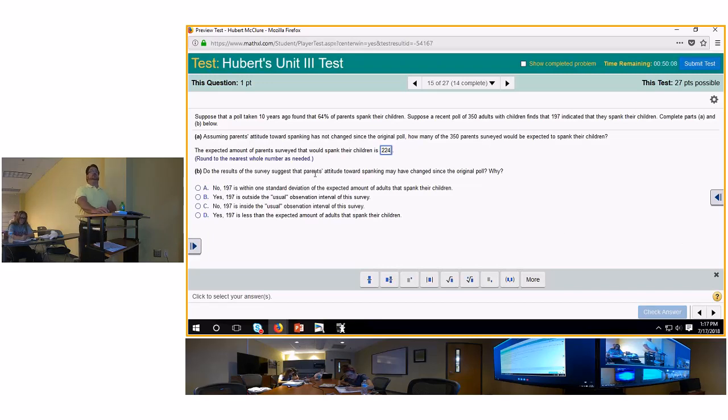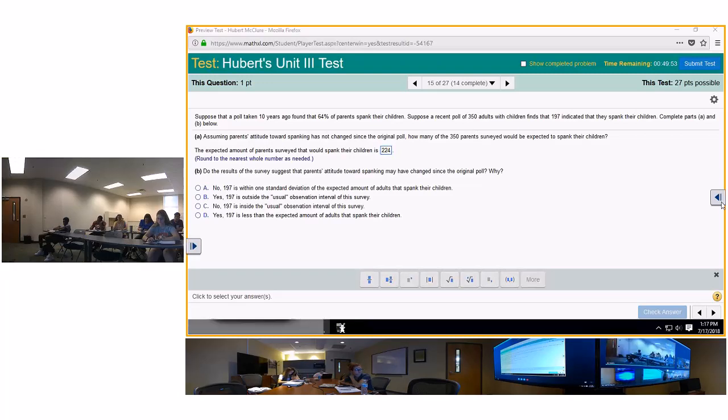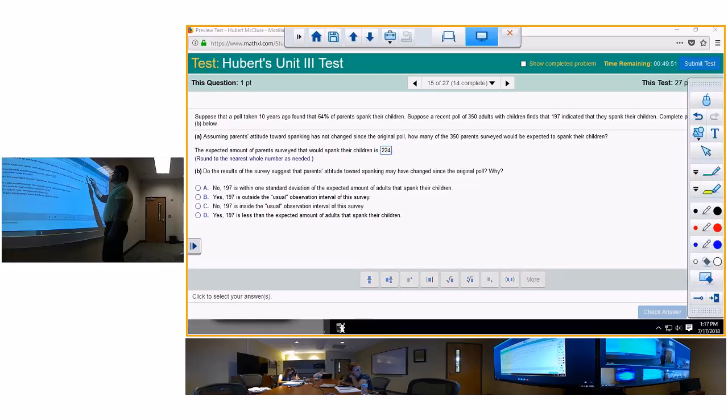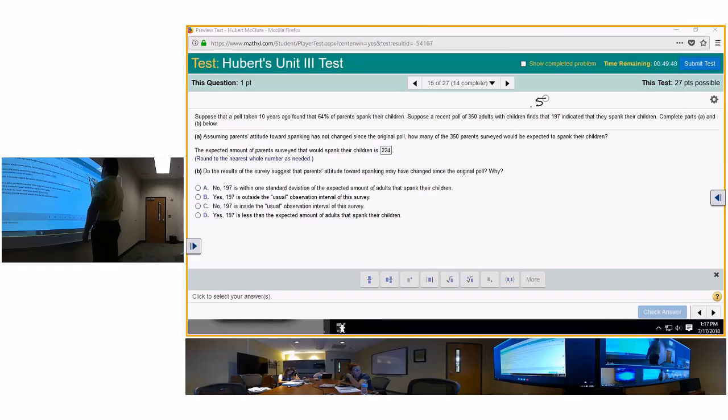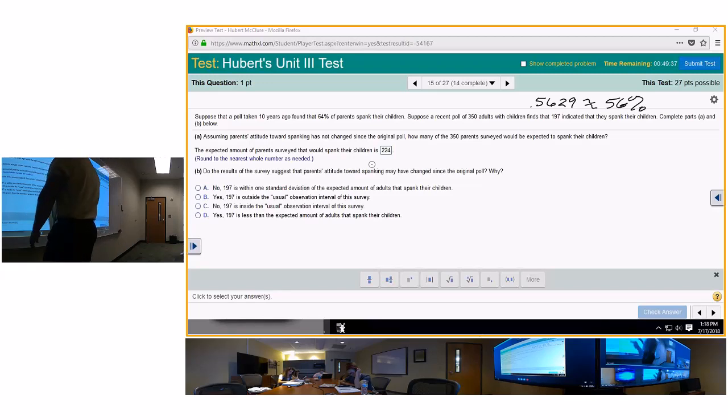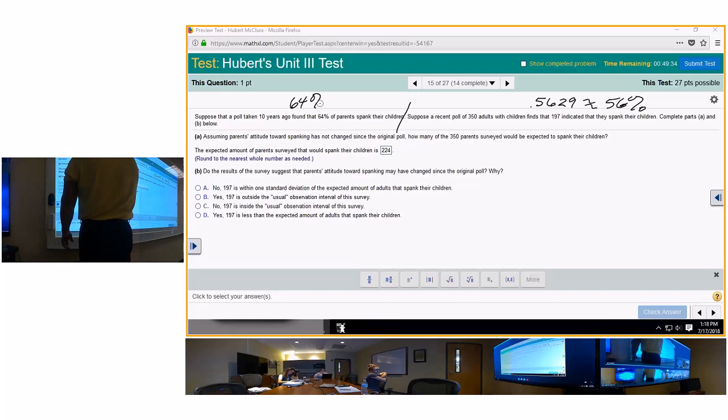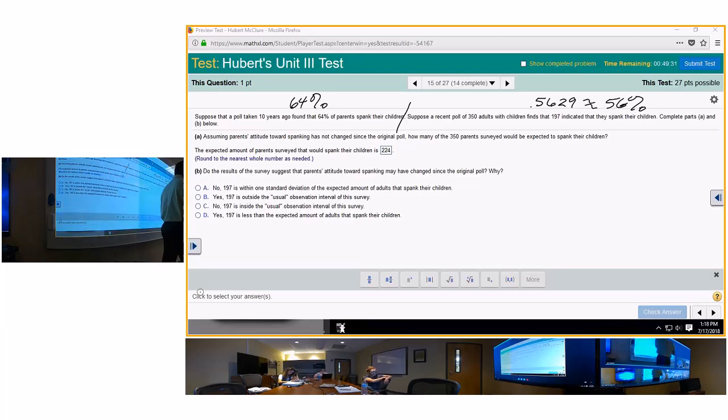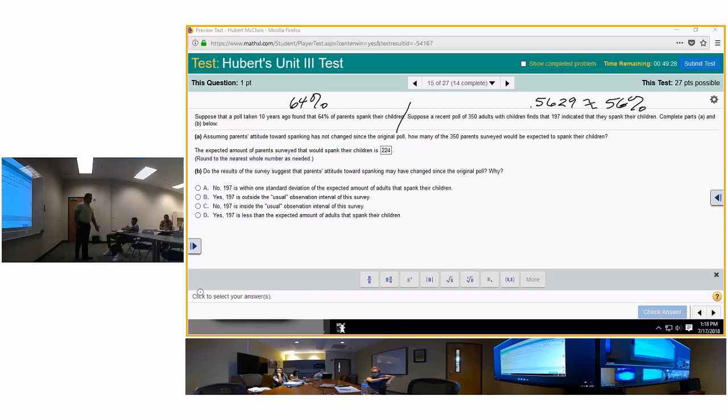Do the results of the survey suggest that the parents' attitude towards spanking may have changed since the original poll? Well, what's this poll? 197 over what? 350. I have no idea, I've never seen this question before. 56%. Okay, so this comes out to be 0.56, which is equal to 56%. And back in the old days, it's 64%. So what is this saying? More people believe in timeout.